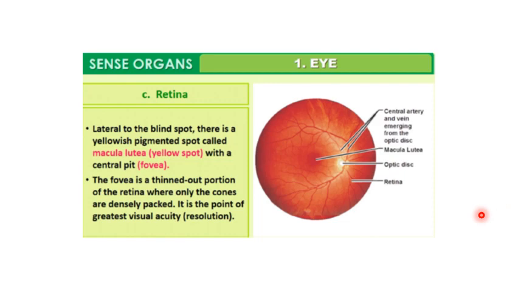Lateral to the blind spot, there is a yellowish pigmented spot called the macula lutea with a central pit, which is the fovea. The fovea is a thinned out portion of the retina where only cones are densely packed. It is the point of greatest visual activity. That is, we will have the greatest resolution if light falls in this area.